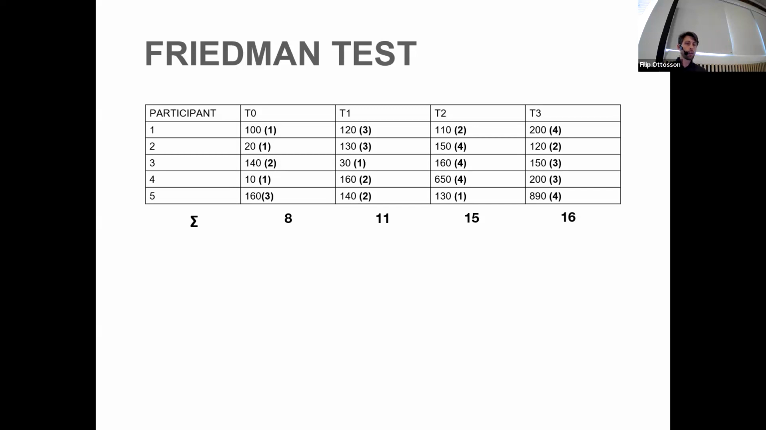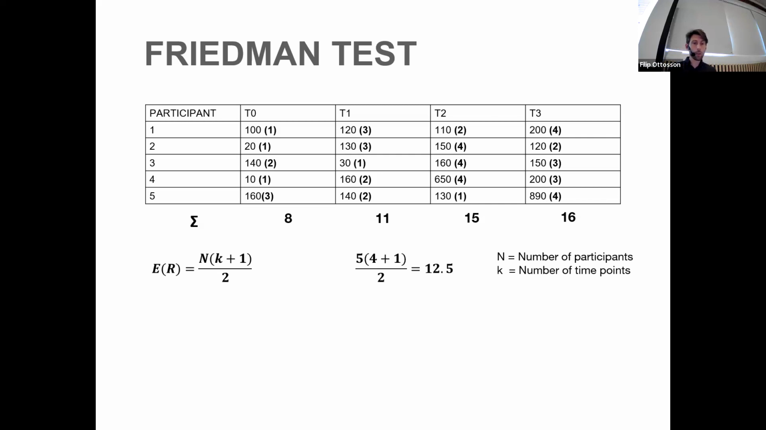And then there is a formula you can use to calculate what you expected these averages to be, the summed rank. You can throw in the number of participants, which is 5 in this case, and the number of time points, which is 4. We do that, and then we get 12.5. So that's what we expect. And they are not 12.5. They are a bit different.